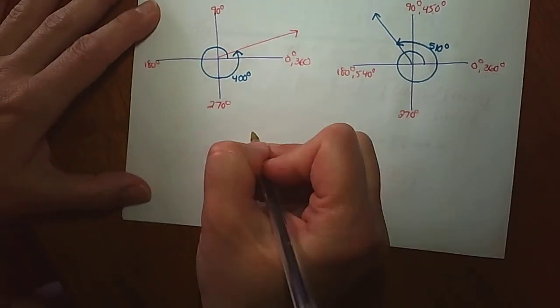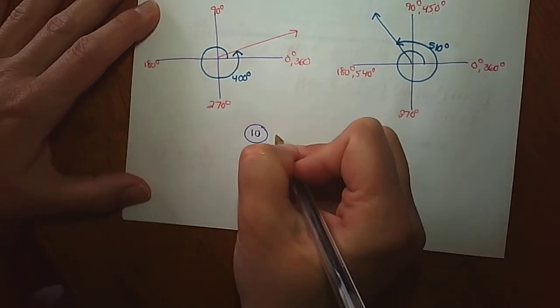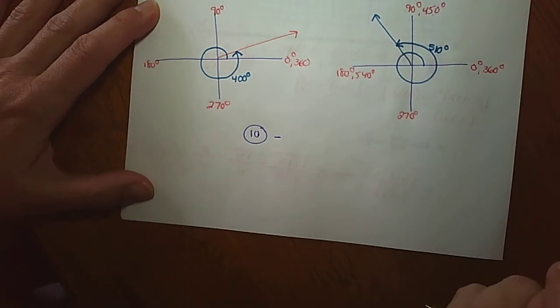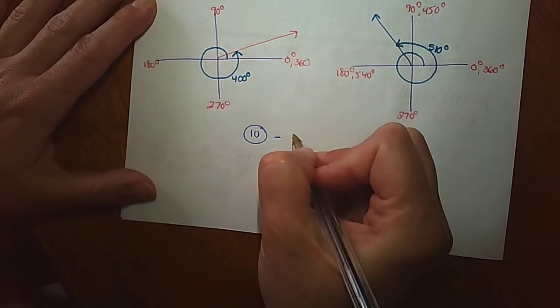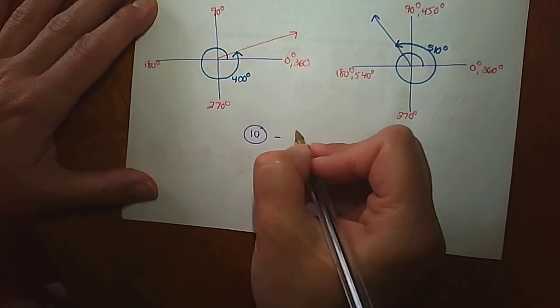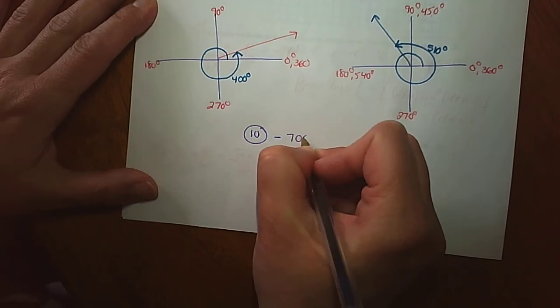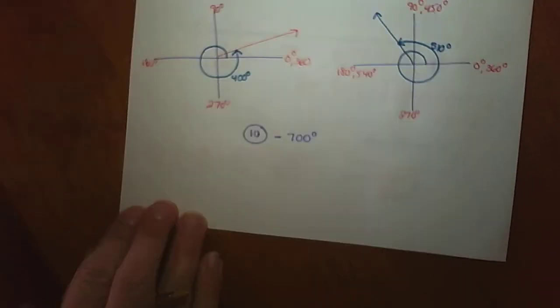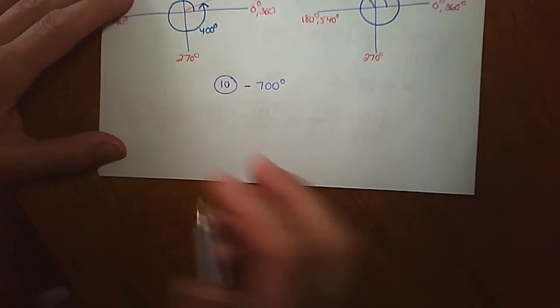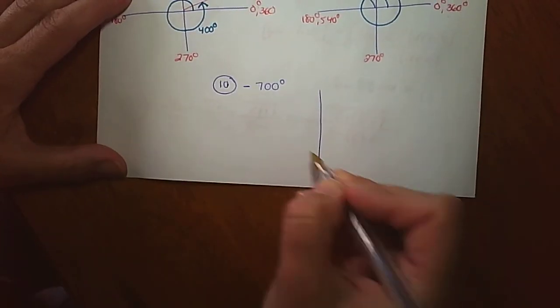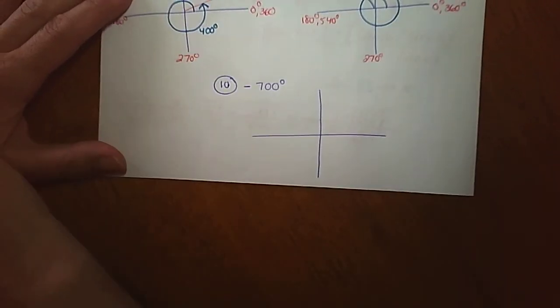All right, one more of these, number 10. What if I want you guys to do negative? Let's do negative 700. Give that a try. You might want to pause me. Pause me and give that a try.